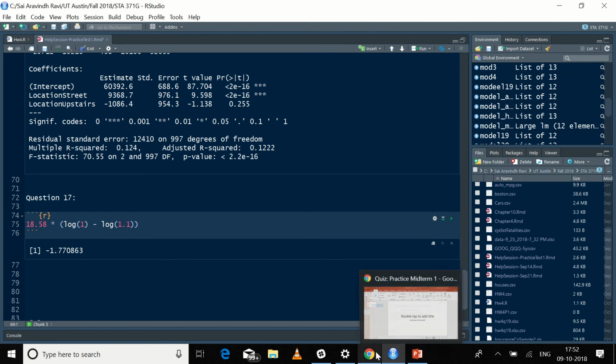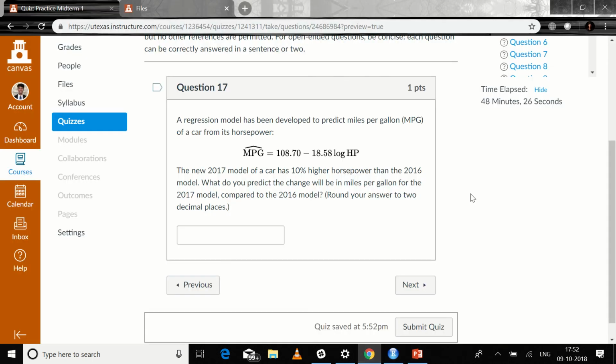Okay, so he wants you to predict the change in miles per gallon for the 2017 model, which he says has a 10% higher horsepower than the 2016 model. So we're doing the 2017 model minus the 2016 model, right? So he's saying that there's a 10% increase in horsepower. So if I assume the base horsepower to be 1, I can assume it to be anything, right? It's just the ratio that matters. If I assume it to be 1, then the 2017 horsepower would be 1.1, right?